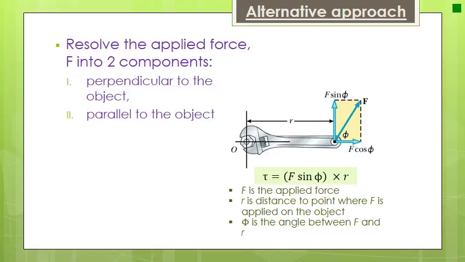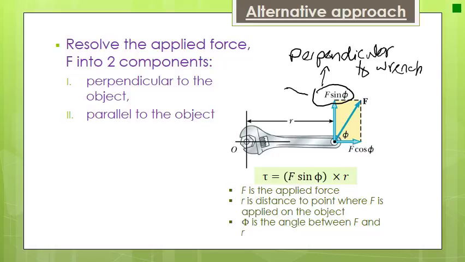Now, when we have a situation like this, the torque or the moment that is produced will only depend on the component of the force that is perpendicular to the object. So this F sine phi is actually perpendicular to the wrench. So it is the only force that produces a moment or a torque. The moment produced by the other force will be equal to 0. Now, why am I saying there are two moments? Because when we resolve a force into its components, we effectively get two forces, so we can get two moments.